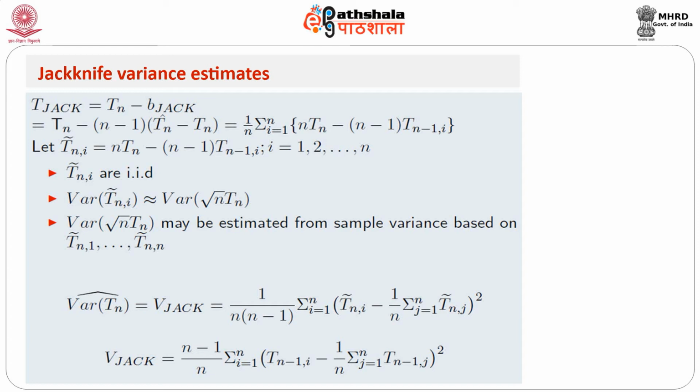So, that means the mean that we are getting here, and on simplification it comes out to be n minus 1 by n summation i runs from 1 to n (Tn minus 1,i minus 1 by n summation j runs from 1 to n Tn minus 1,j) square. So, that means we can use the T jack individually and we can construct the variance of the Jackknife estimator.